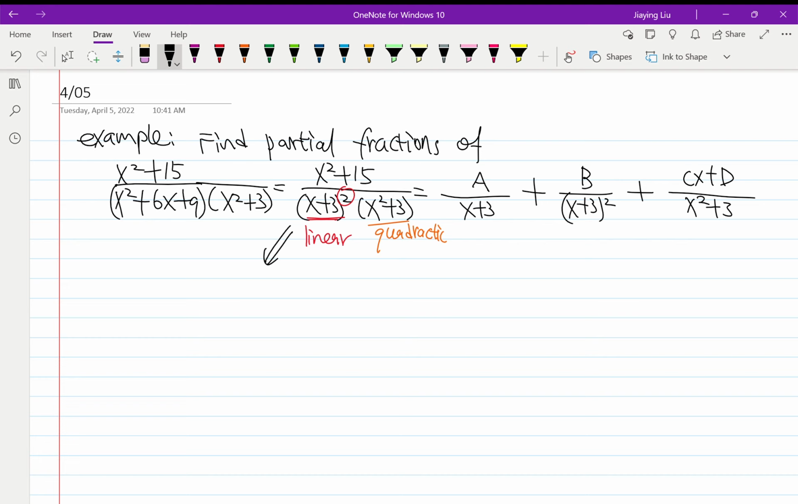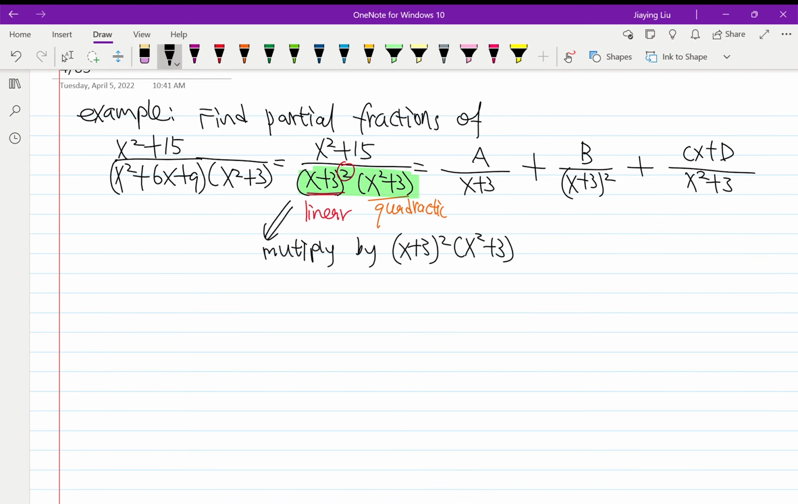So we're going to multiply the equation, well, forget about the leftmost expression. From the middle one, we're going to multiply that equation by the denominator on the left. So we multiply by x plus 3 squared, x squared plus 3, every term in the equation. If I do that, I hope you are comfortable with this, I end up with x squared plus 15 on the left, because the denominator is cancelled when I multiply by this factor.